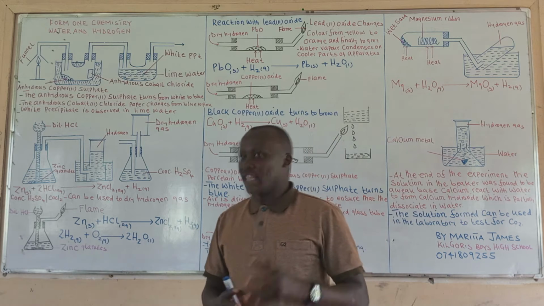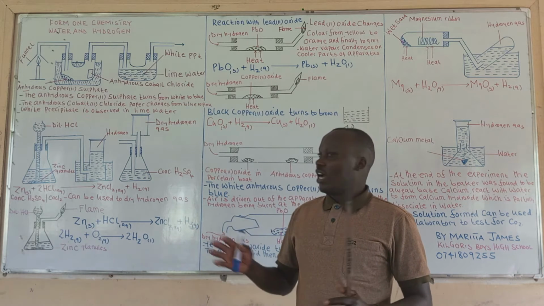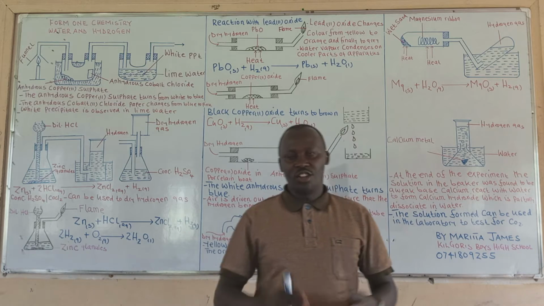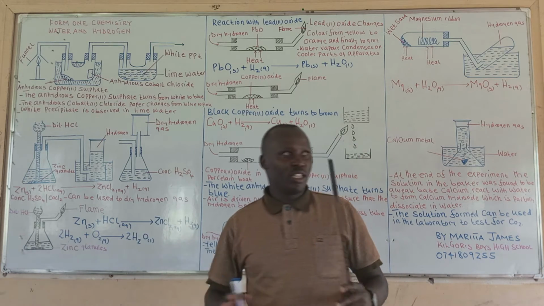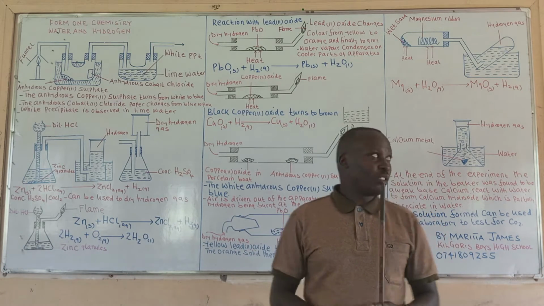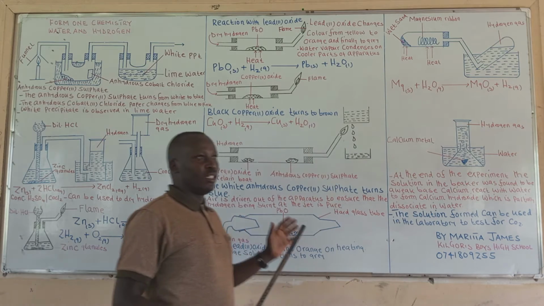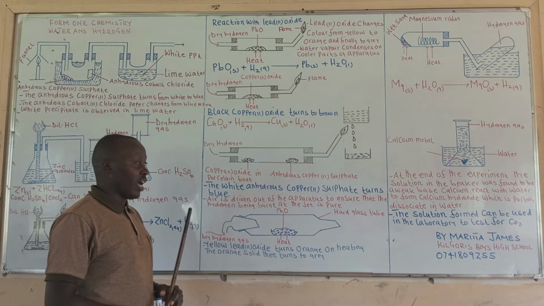Today we are looking at KCSE revision from Form One, and our topic is water and hydrogen. Today we are looking at the summary of the diagrams that can be set from water and hydrogen.